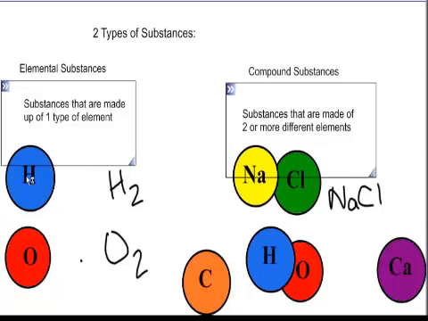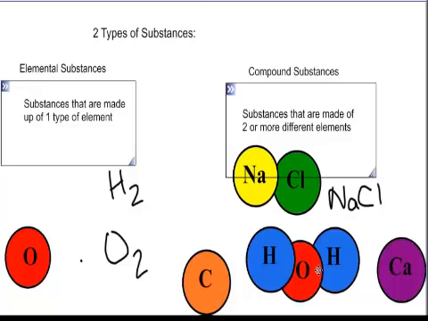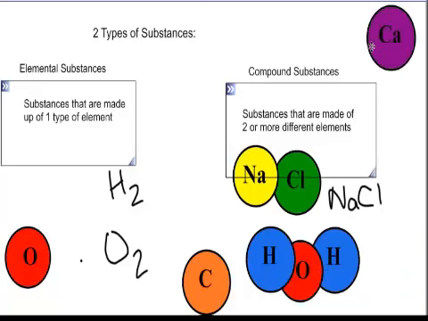As you can see here, I'm moving the H, I'm moving an oxygen atom, and now I've got another H. Let's get our calcium out of the way. And what do I have here? When there's two H's and an O together, what do I have? H2O, or water. And water is also an example of a compound substance.